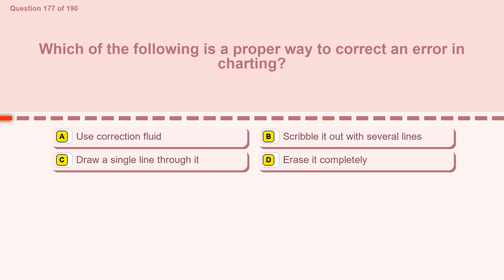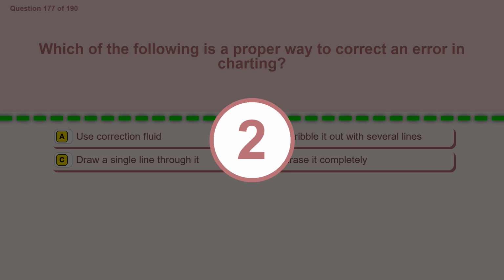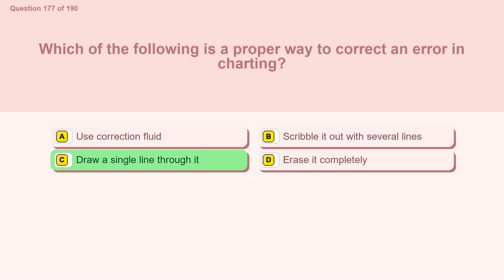Question 177. Which of the following is a proper way to correct an error in charting? Option A, use correction fluid; option B, scribble it out with several lines; option C, draw a single line through it; option D, erase it completely. The correct answer is option C, draw a single line through it.